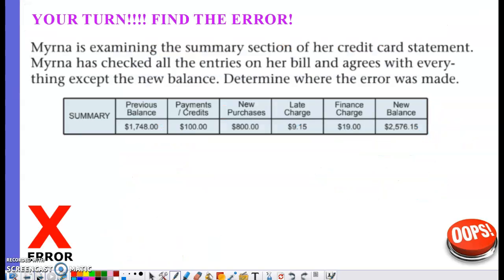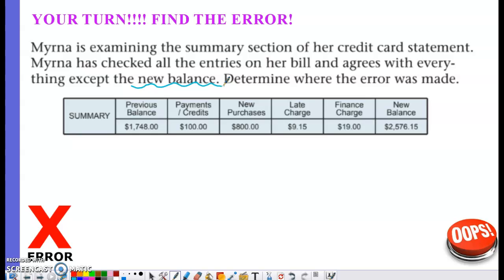Alright, so here on this next one, it's your turn. I want you to find the mistake they made. So it says Mirna is examining the summary section of her credit card statement. Mirna has checked all the entries on her bill and agrees with everything except the new balance. Determine where the error was made. So why do they have the wrong new balance? So I want you to pause the video, try this one on your own. When you think you got it, resume the video so you can check your answer.